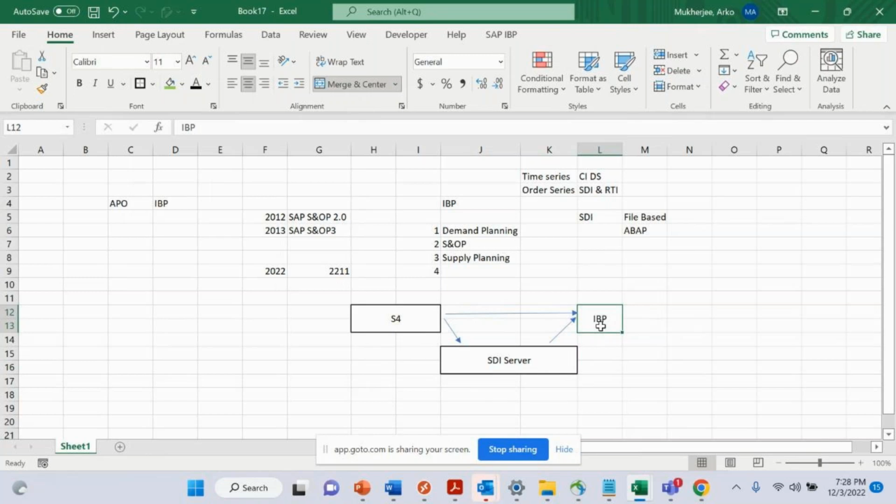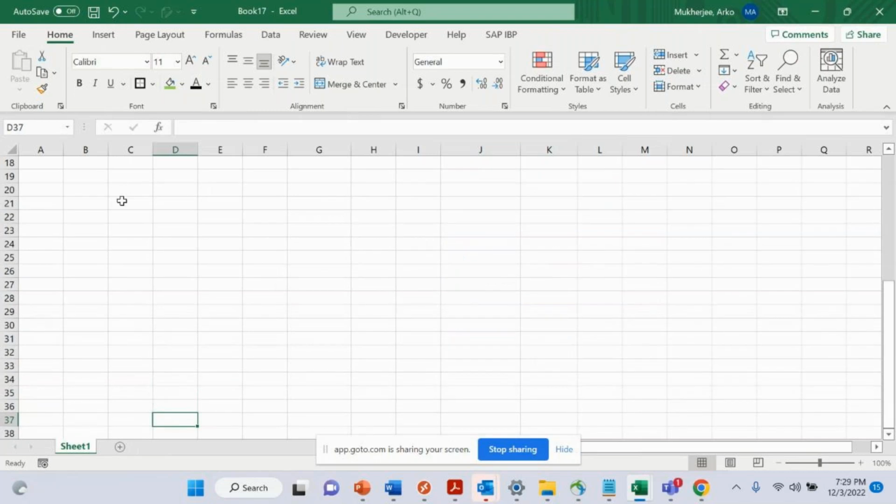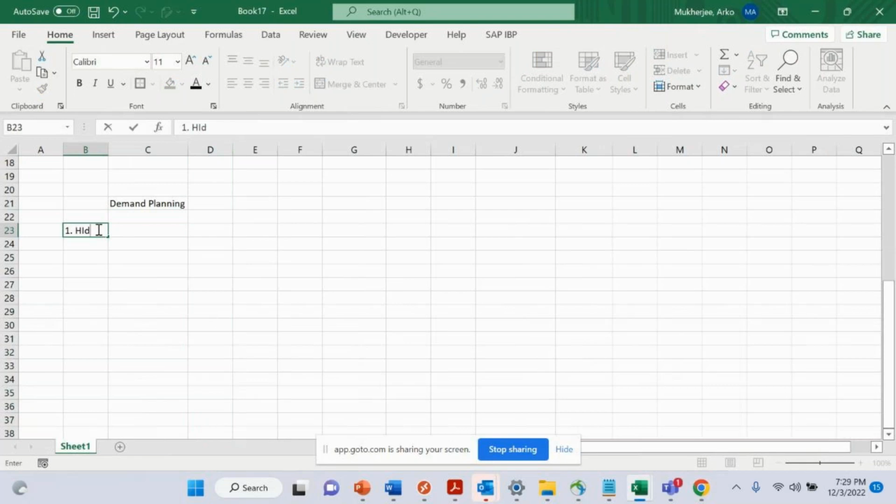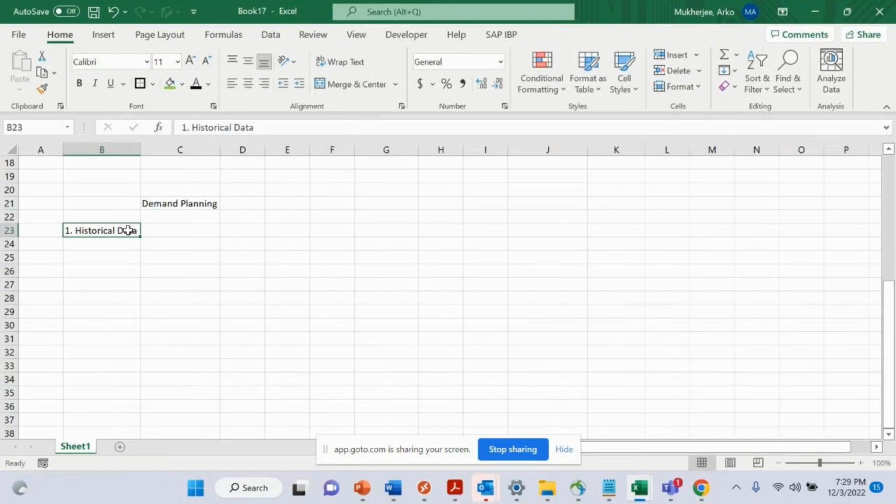Now coming to what we can do in IBP. In IBP there is demand planning, right? So in the demand planning topic, if I go down and list the subtopics that we can do, the first step of demand planning is to load the historical data. What I mean by historical data loading is that we are loading the past shipment histories of the products which have already been sold, to generate the forecast for the future months.